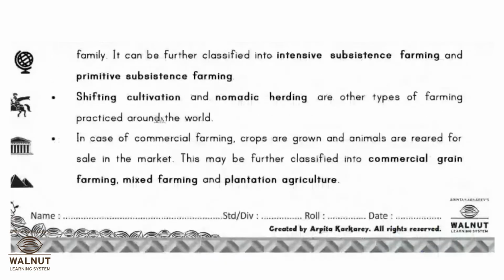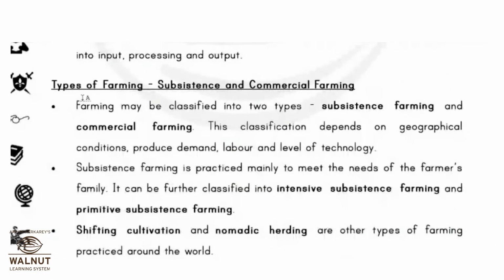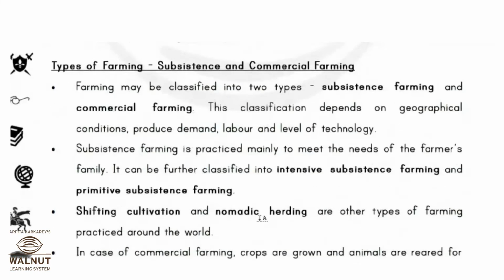In your worksheet, here we will get the types of farming. In worksheet number 401, types of farming, subsistence and commercial. So whatever we have learned in this lesson, this is the gist of subsistence farming and commercial farming. This classification depends on geographical conditions, produce demand, labor, and levels of technology. Subsistence farming is practiced mainly to meet the needs of farmers' family. It can be further classified into intensive subsistence farming and primitive subsistence farming.